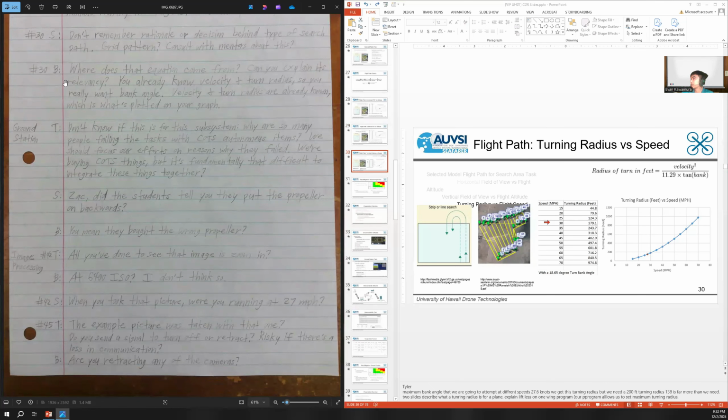And then we had another question here on this slide. Where does that equation come from? This one here. Can you explain its relevance? So you already know velocity and turn radius, so you really want bank angle. Velocity and turn radius are already known, which is what's plotted in the graph here.